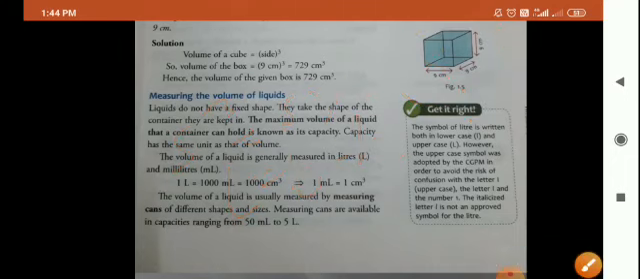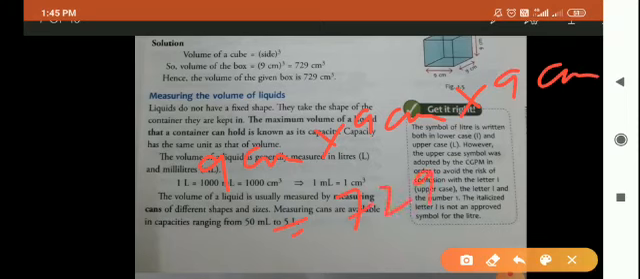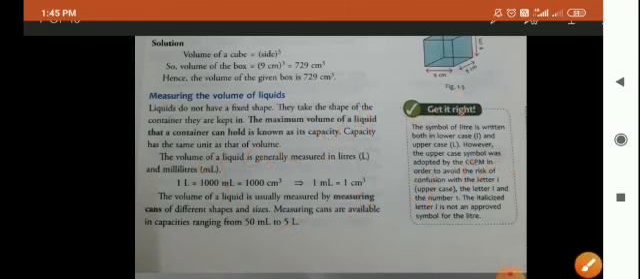So volume of the cube, side is here 9 centimeter. So 9 centimeter into 9 centimeter into 9 centimeter. How much? 729, and centimeter will also get multiplied, so it will become cubic centimeter. Children, I suppose I am clear to you. Now we have studied how we can find the volume of a solid.